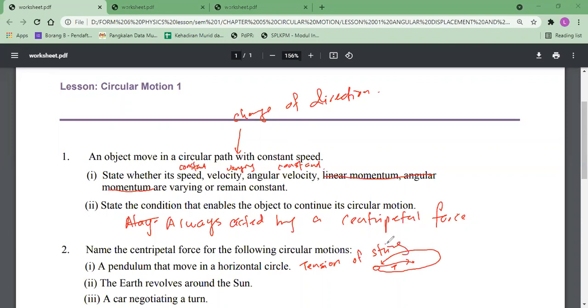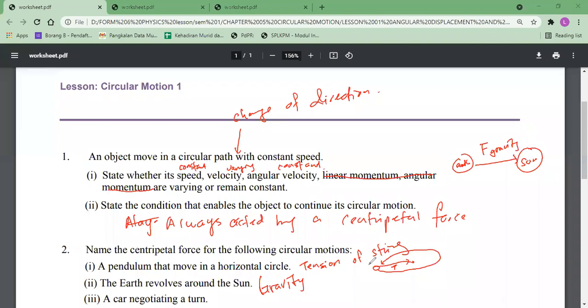Next, the Earth revolves around the sun. That means that, okay, if this is the sun, this is the Earth. Okay, for the next chapter, gravitation, we will learn about that. So that means that there will be an F. What is the F? That will be the gravity. Okay, so gravitational force. That is because of the gravity.